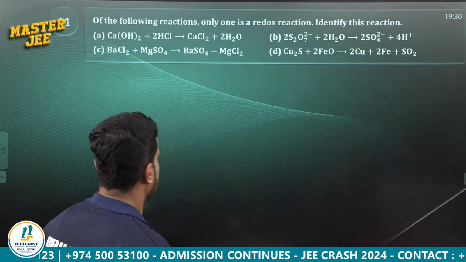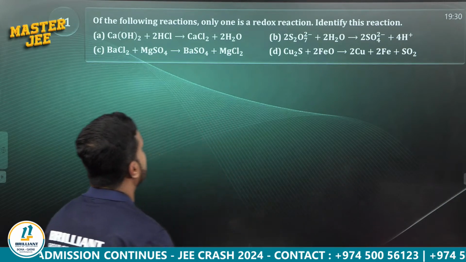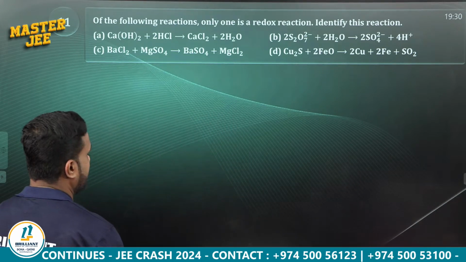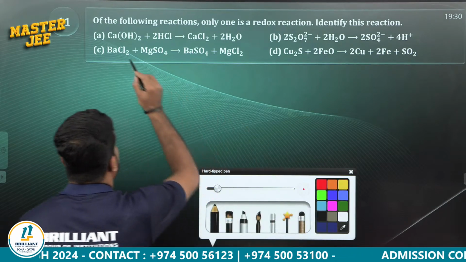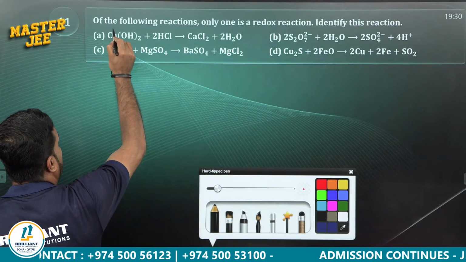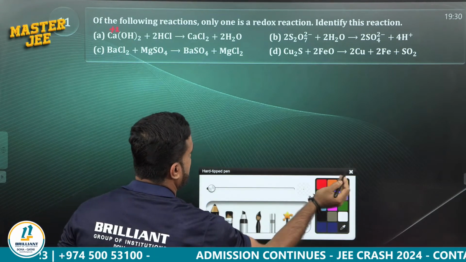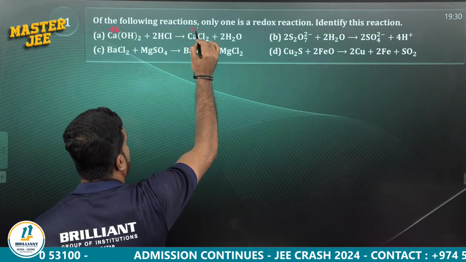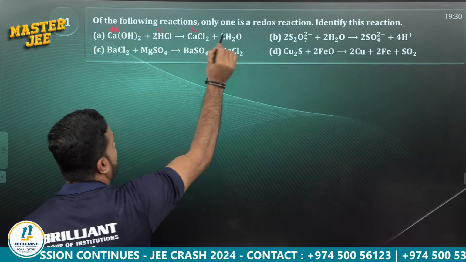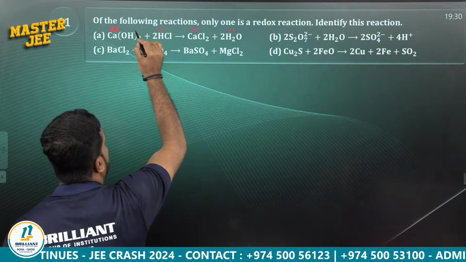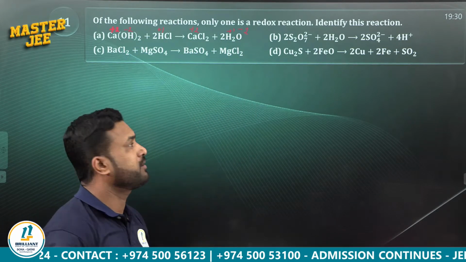See, the question is, which one is a redox among the following that we need to find out. For the first one, I'll write the oxidation numbers, that would be better. When you consider the first equation, calcium is +2 on the left side as well as the right side, so it will not undergo oxidation or reduction. Even hydrogen is +1 on both sides, oxygen is -2, so no change in oxidation number, means it's not a redox reaction.